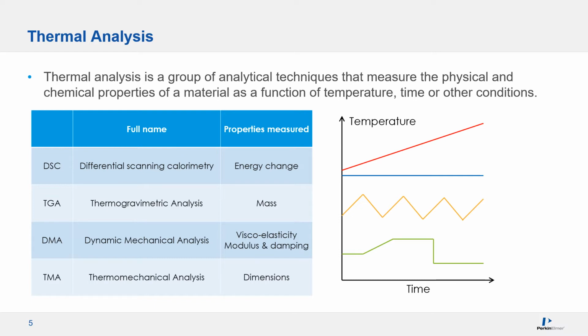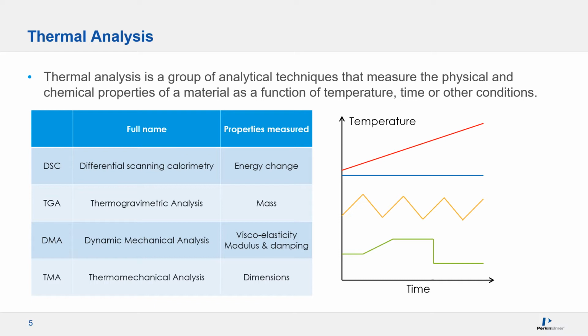There are 4 types of techniques commonly used. DSC measures the energy change. TGA measures the weight change. DMA gives you the modulus and damping capability. And TMA usually measures the dimensional changes.